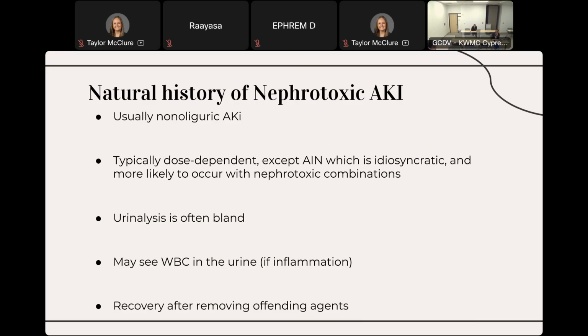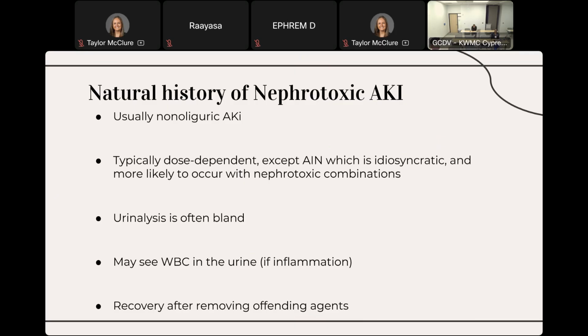So what is the natural history of most nephrotoxic AKI? Usually nephrotoxic AKI will be non-oliguric AKI as compared to ischemic AKI that tends to be oliguric. Typically nephrotoxic exposures will be dose dependent. I'm saying typically because that's not always true. So the higher the concentration of exposure, the higher the chances of AKI. Except AIN, because AIN is a type 4 hypersensitivity. So it's an idiosyncratic reaction and is not necessarily dose dependent, just exposure dependent.